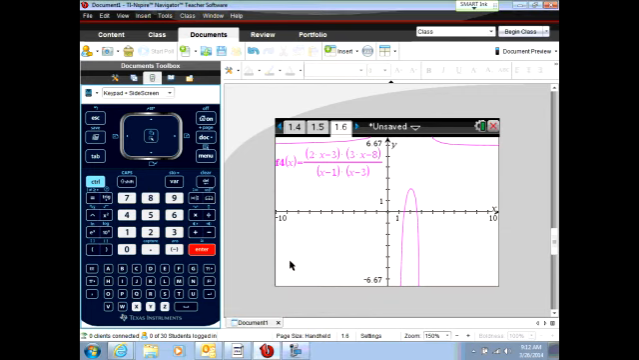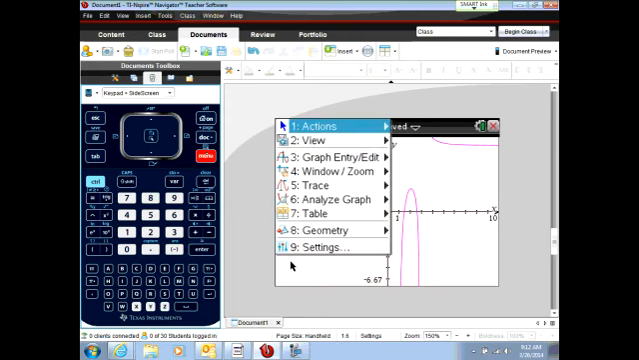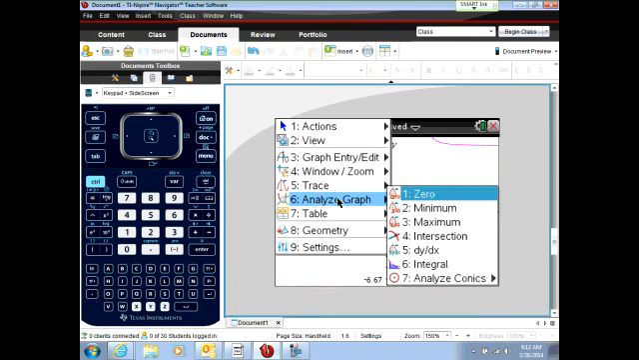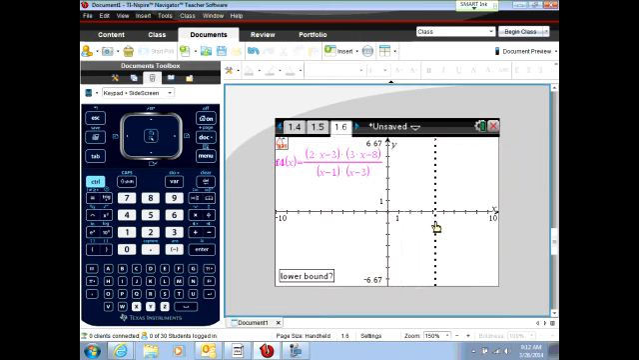Okay, so between 1 and 3, we can clearly see there's a local max. There's other parts of the graph up above. So we're going to go back to Menu, Analyze Graph, Maximum. And just like before, we've got to select the lower bound, and we've got to select the upper bound to find what that maximum is.